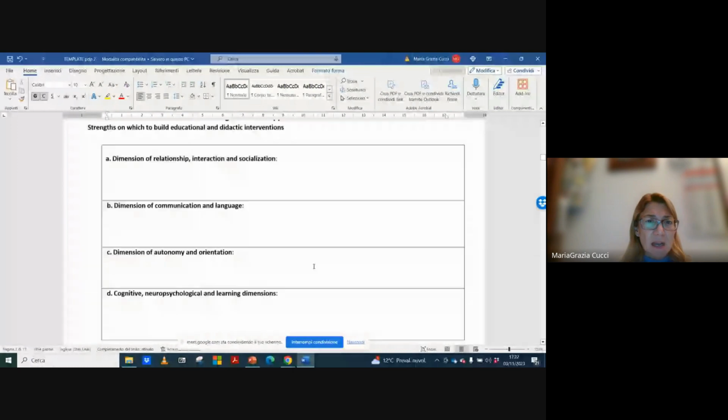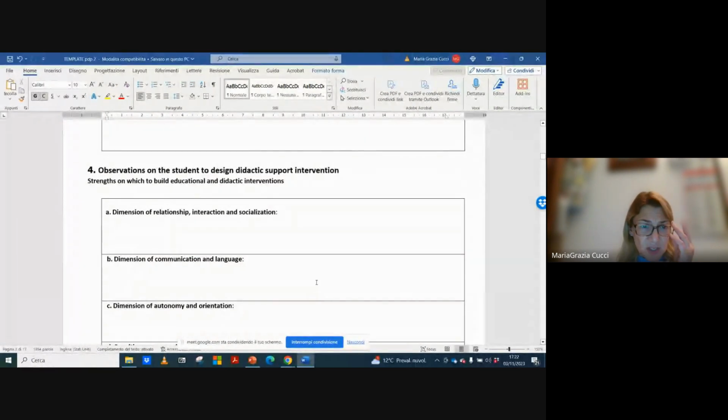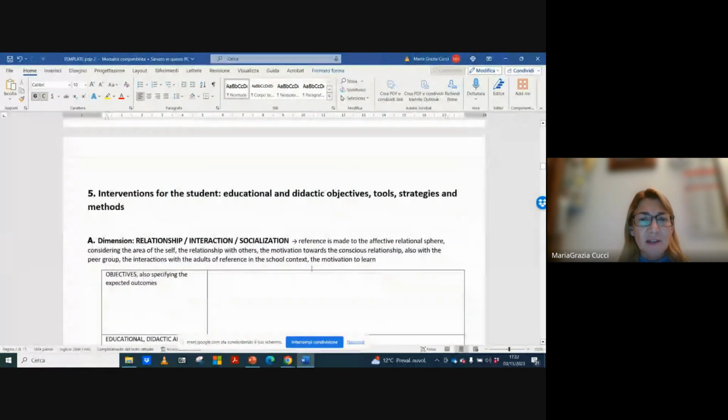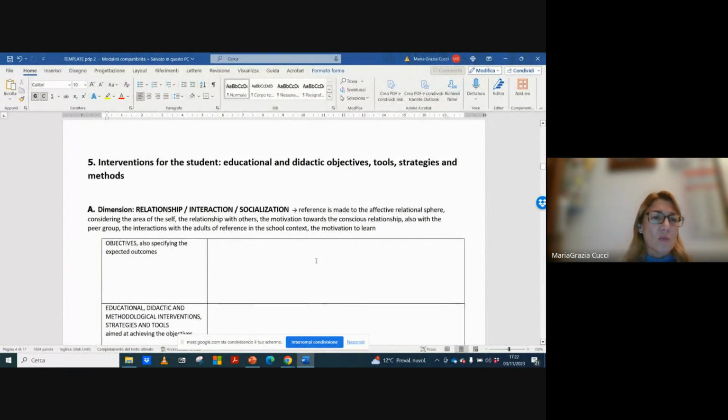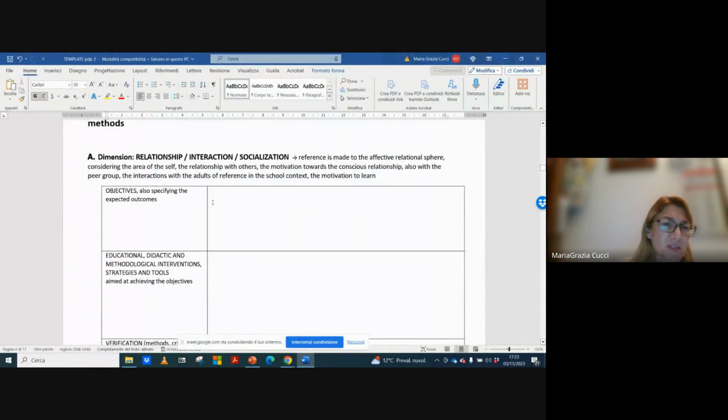Okay. So after this part, page 3, observation on the student, you have the part which is related to intervention. So what would you like to do in order to define educational and didactic objectives, goals, tools, strategies, and methods? First, relationship, interaction, socialization. Reference is made to an effective socialization, relational sphere, considering the area of the self, the relation with others, the motivation towards the conscious relationship, also with the peer group.